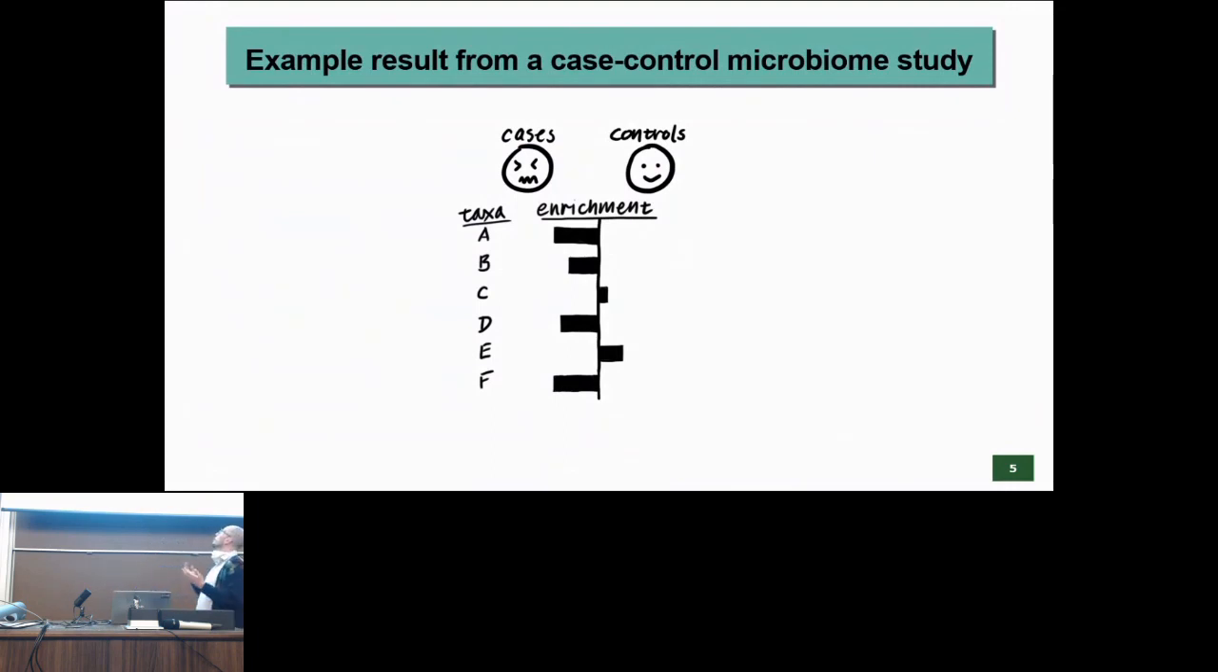And so I'll start by showing you a pretty typical result that you might get from a case control study in the microbiome. So let's say that you do metagenomic sequencing on a bunch of cases of people who have a certain disease, as well as people who are healthy controls. And then you look for the taxa that are enriched in each population. And so this is great, but it sort of leaves the question of how do you interpret these results?